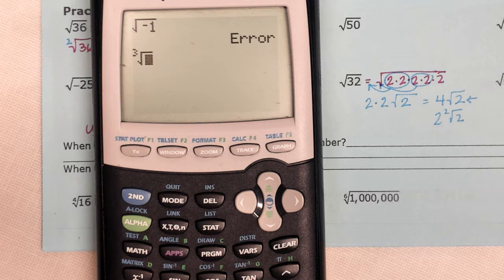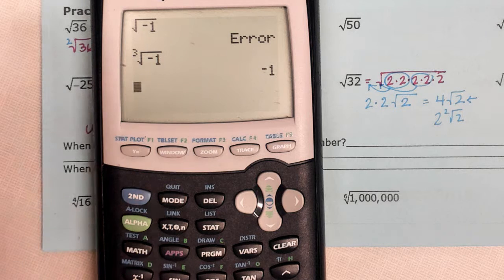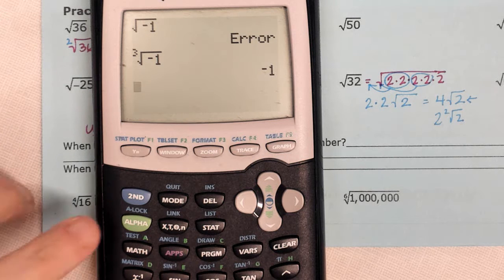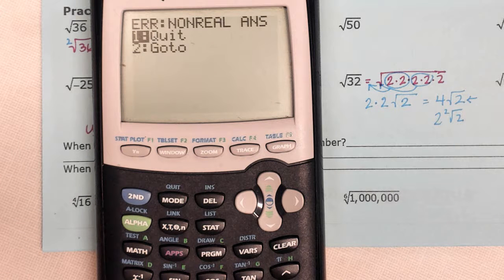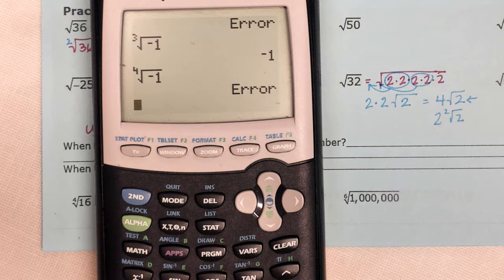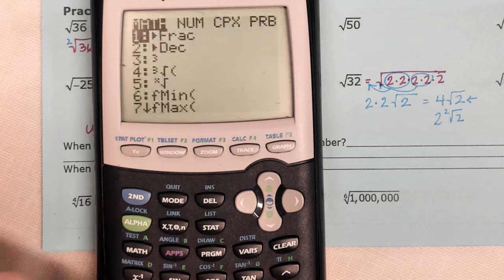What about the 3 root of negative 1? It's not an error. Let's talk about it first, and then I'll show you how to do it on the calculator. Okay, so here's the 4 root of -1, and look at it. It's an error.